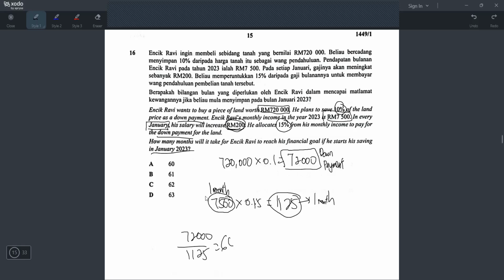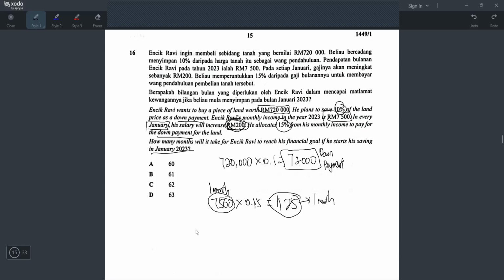But let me tell you why this is wrong. Because if your 1 month salary is 7,500, and your increase is 15%, it means you save 15%, which is 125. It means it will take you 64 months for your savings to be 72,000. But it will be less than 64 months, because there's a salary increase in every January. So every January, the salary will increase 200.